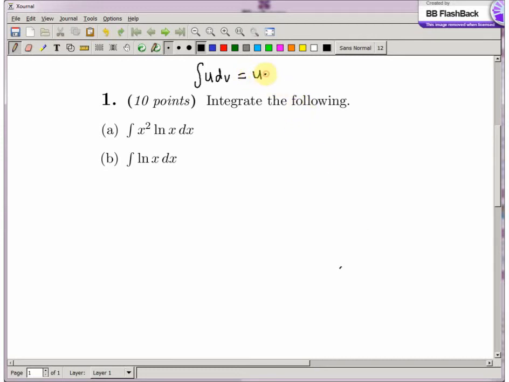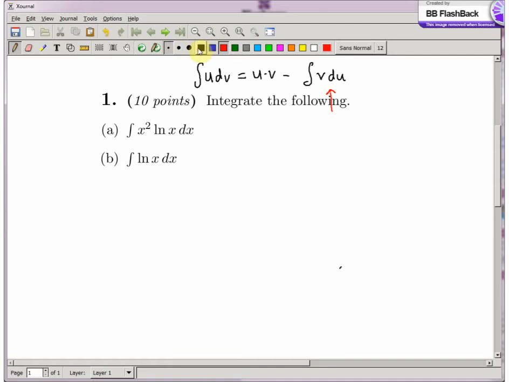Okay, is equal to u times v minus the integral of v du. So the whole thing here is to pick u and dv correctly, and then the rest kind of works automatically. You want this integral that you end up with to be easier than the one that you started with. That's kind of the whole point.